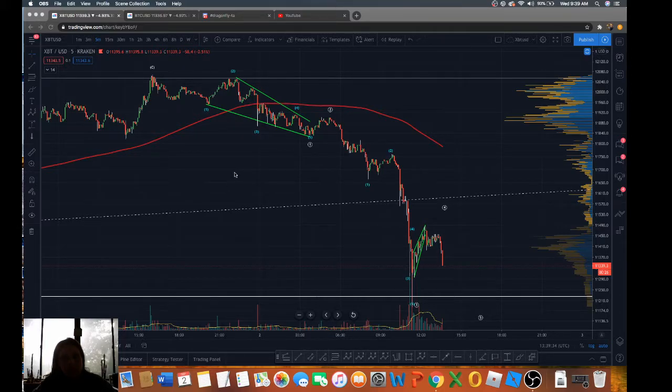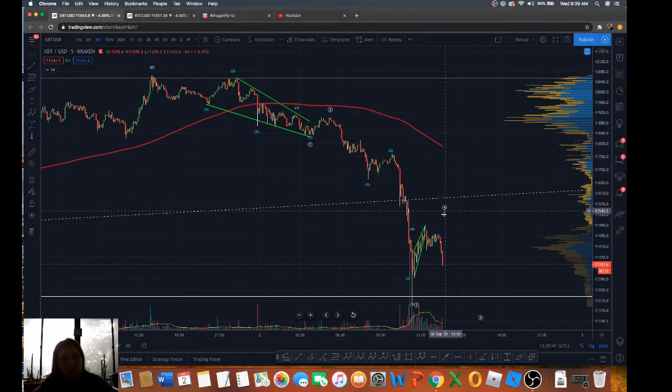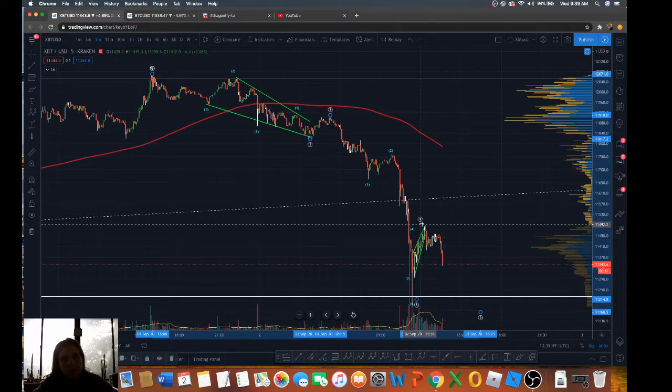So right now, from an Elliott wave perspective, I see a wave 1, a wave 2, a wave 3. I'm expecting a wave 4, or this is the wave 4, but I'm expecting possibly a wave 4 to here and a wave 5 to the downside.